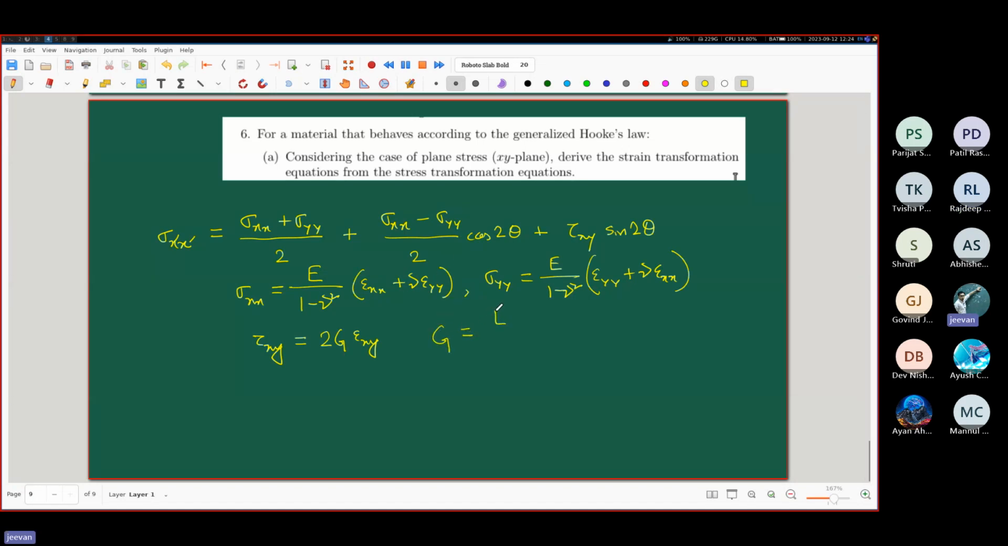G is equal to E by 2 into 1 plus nu. This you already know from your first year. Then everything gets expressed in terms of the Young's modulus and the Poisson's ratio. Anything else?